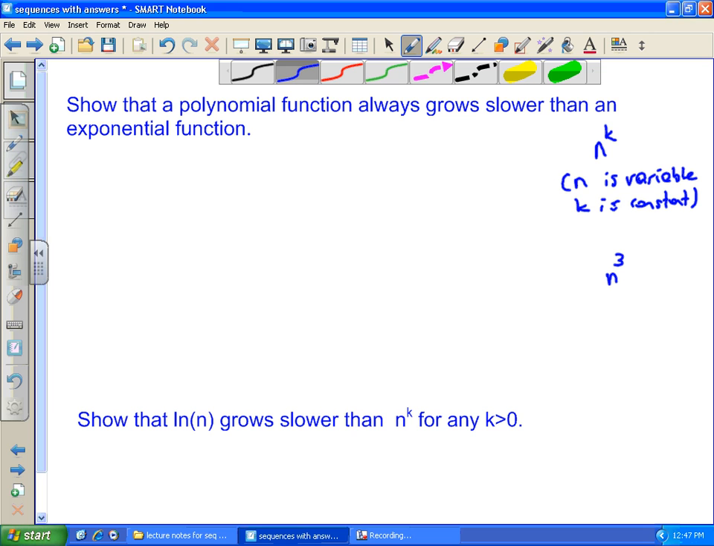At the moment, let's just use a simple exponential function, something like y equals e to the n. Let's just use at the moment the sequence, call that b sub n equals e to the n. And I'm going to call this a sub n equals n to the k. So we're trying to show that a sub n grows much, much slower than b sub n. And the way to show this is we need to show that the limit as n goes to infinity of the ratio of a sub n over b sub n equals what?